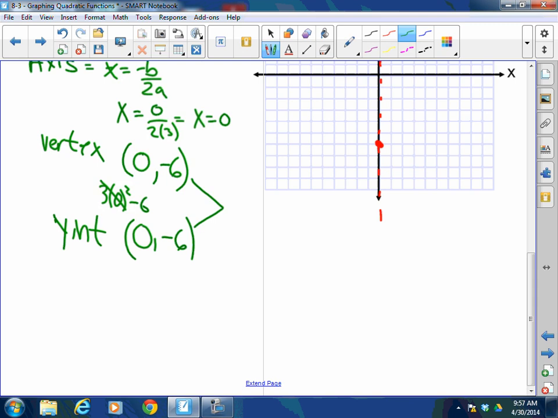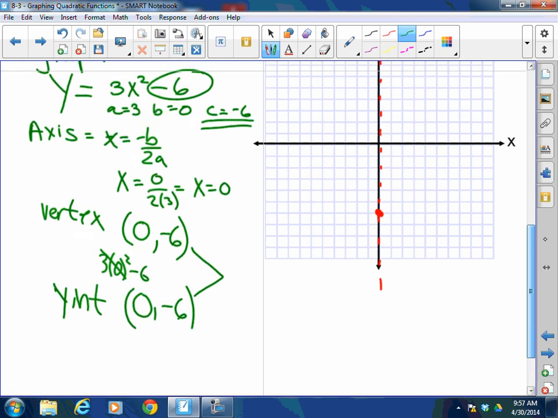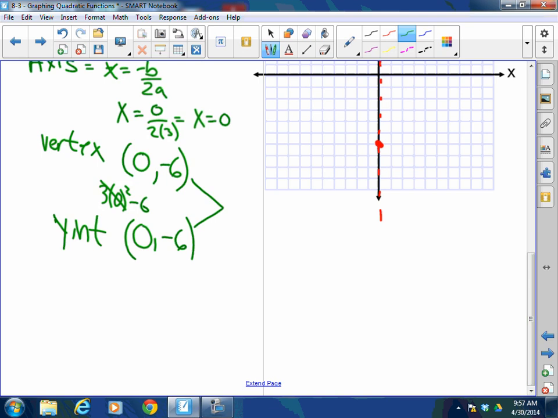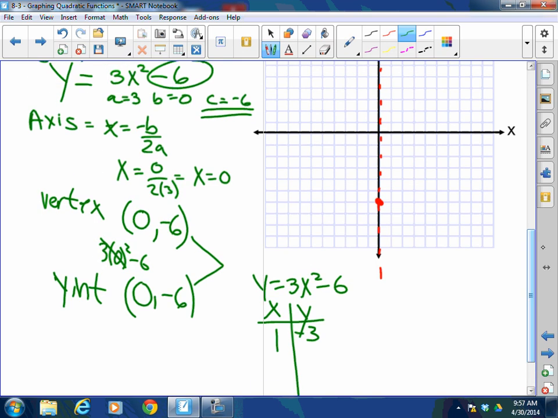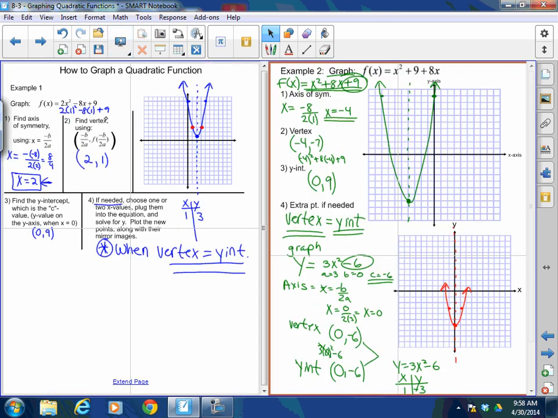This is when you have to do just one test point. So for y equals 3x squared minus 6, choose any value of x that you want. What value do you want? 1. I would do 1 as well. 3 minus 6 is negative 3. So here's the beauty. You have 1, negative 3. That's 1 to the right of the axis. So what's the mirror image? 1 to the left. Bing, bang, boom. I am done. Does that make sense, my brothers?